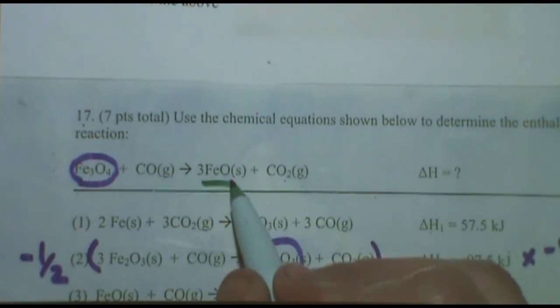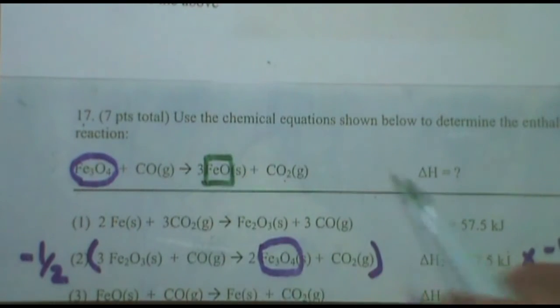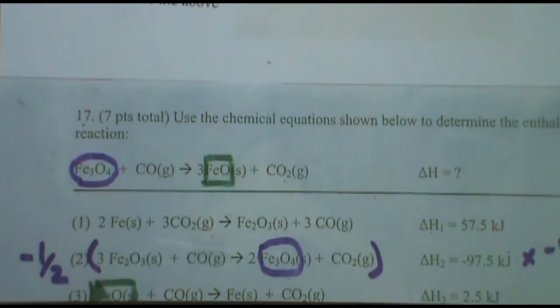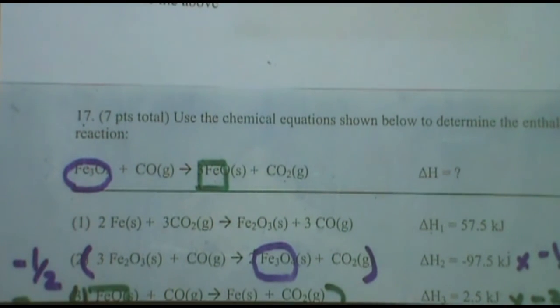It appears here. I'll do a green rectangle around it. I think it only appears twice. Yeah. All right, I'm going to multiply the third reaction to match it by what? -3. The minus flips it to the other side, which is what I want. And the 3 puts 3 in front, which is what I want. So this has to be multiplied by -3. Whatever you do to the reaction, you do to the delta H.